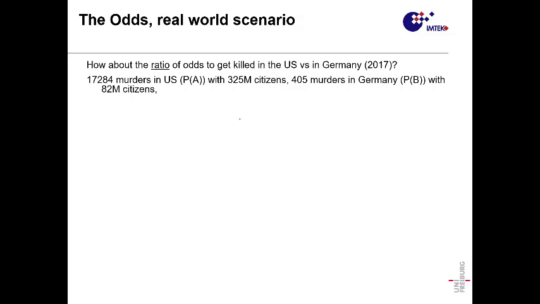Robbery, terrorism, whatever you want to call it. You go to the official website of the government of the USA and the government of Germany, and they say that in 2017, 17,284 people were murdered in the US. At that point, there was a population of 325 million people living in the US.